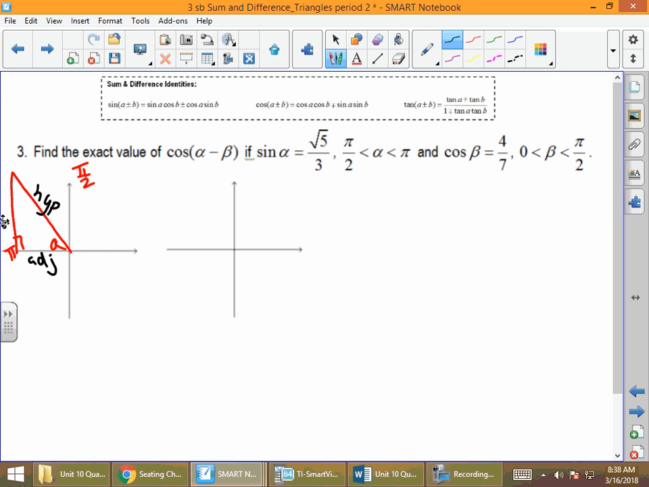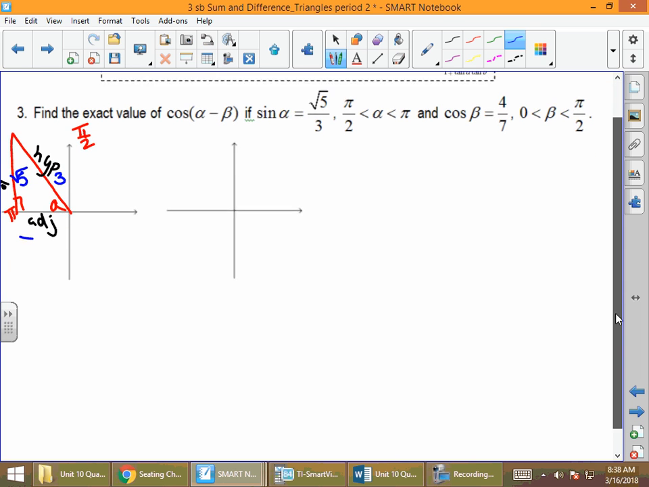And what we know is sine is opposite divided by hypotenuse. The square root of 5 divided by 3. When we find our adjacent value, we went negative. We went to the left. So we're going to put a negative there just to remind us.